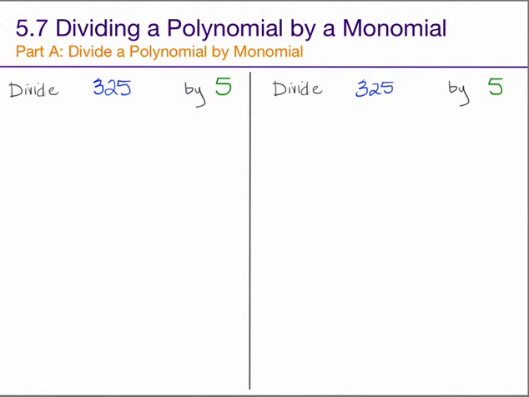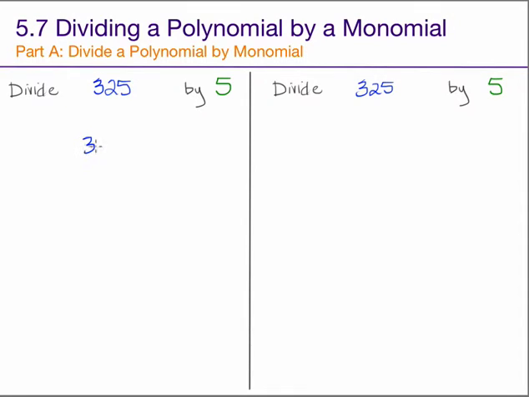We're going to start this section on dividing a polynomial by a monomial by reminding ourselves how to do division in general using just numbers. If I say divide 325 by 5, you might think of it one of a couple of different ways.